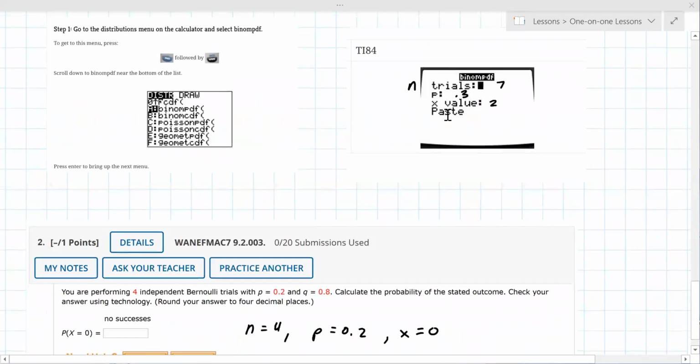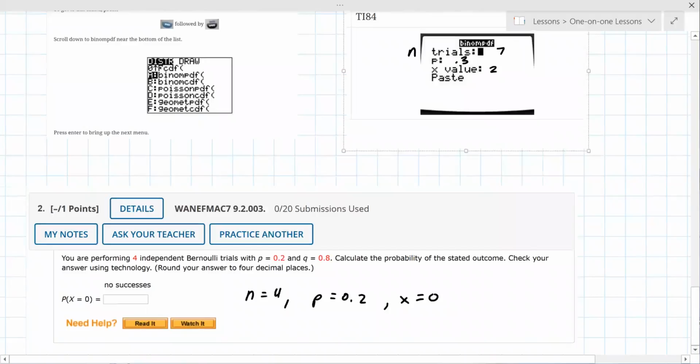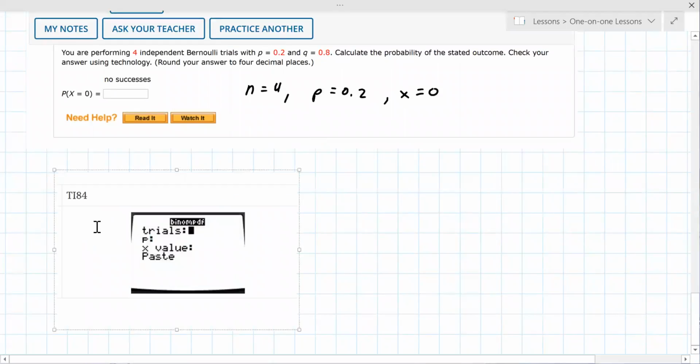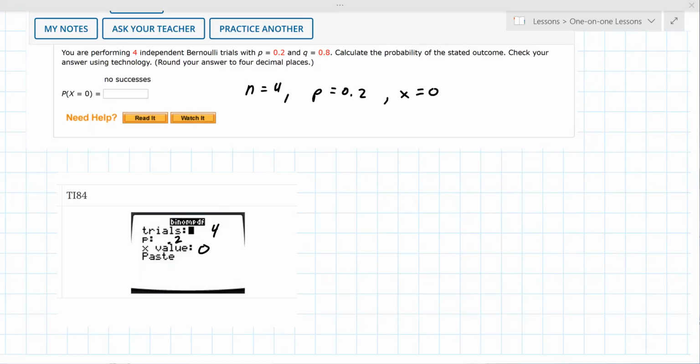So we grab this picture here again. So in your calculator, you're going to go 4, 0.2 and x equals 0. And I'll give you the value that I get on this.